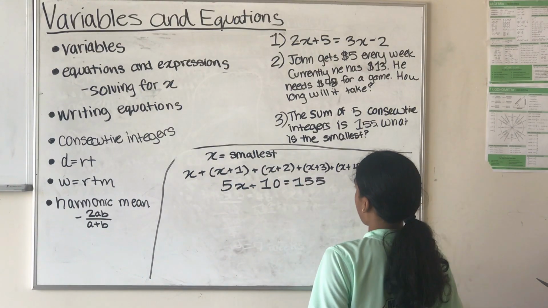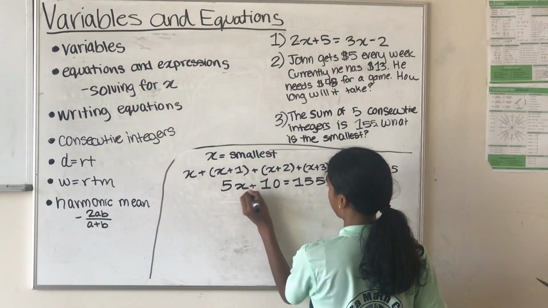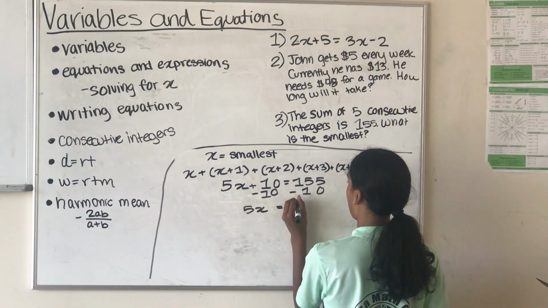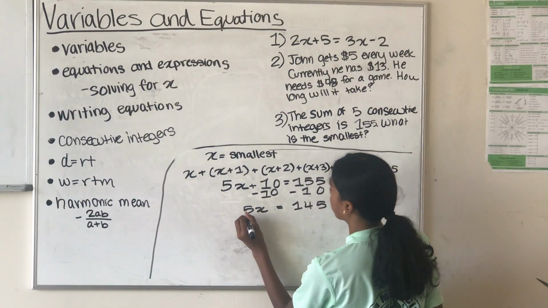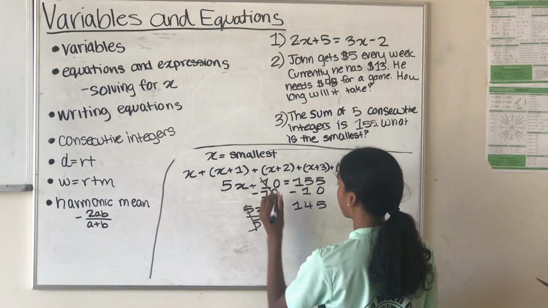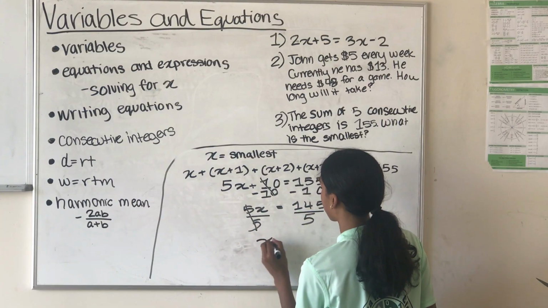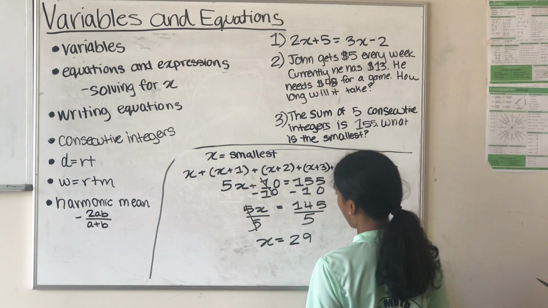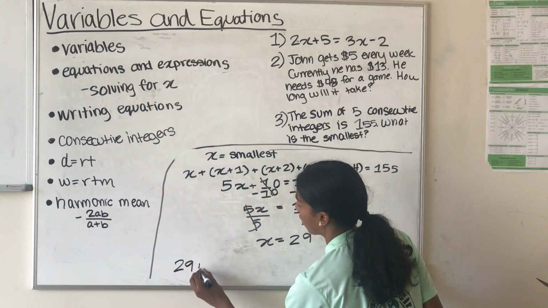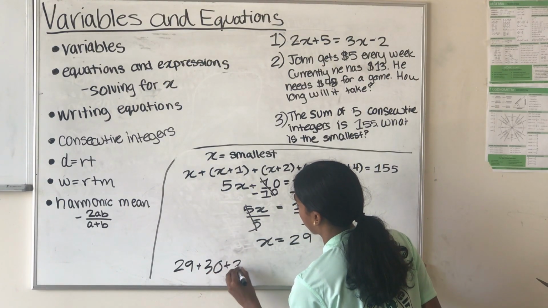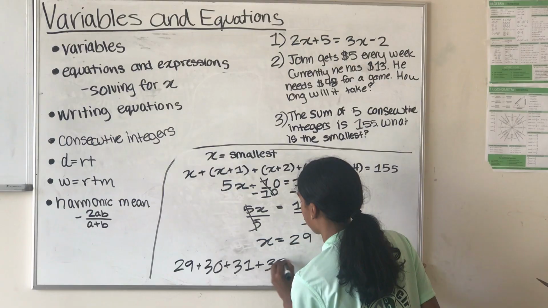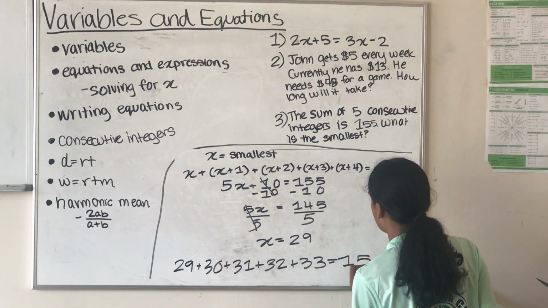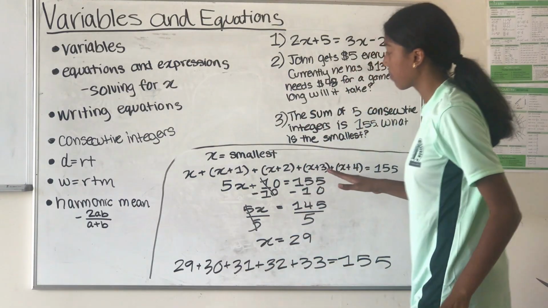And now what we're going to do is solve for x. So first, subtracting 10, we get 5x equals 145. Dividing by 5, x is equal to 29. So you can always try it out by doing 29 plus 30 plus 31 plus 32 plus 33. And when you do the math, you get 155. And that's how you check that one.